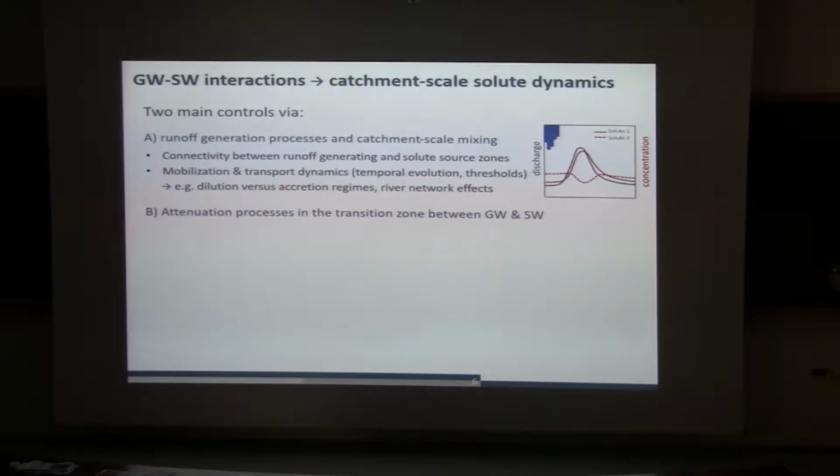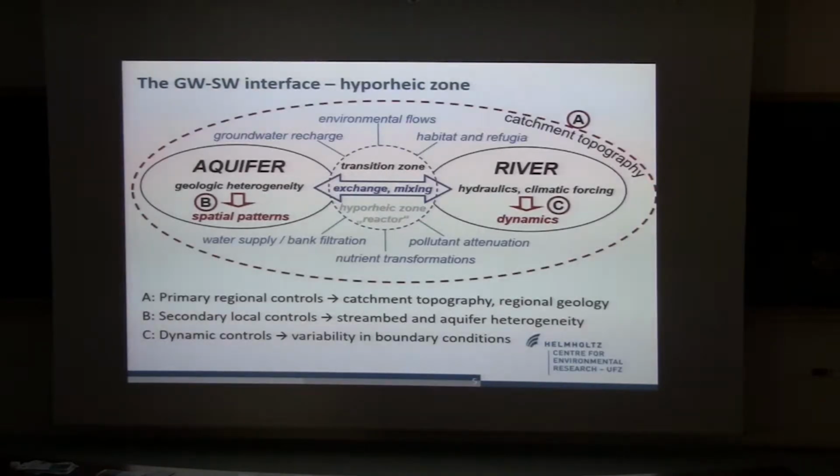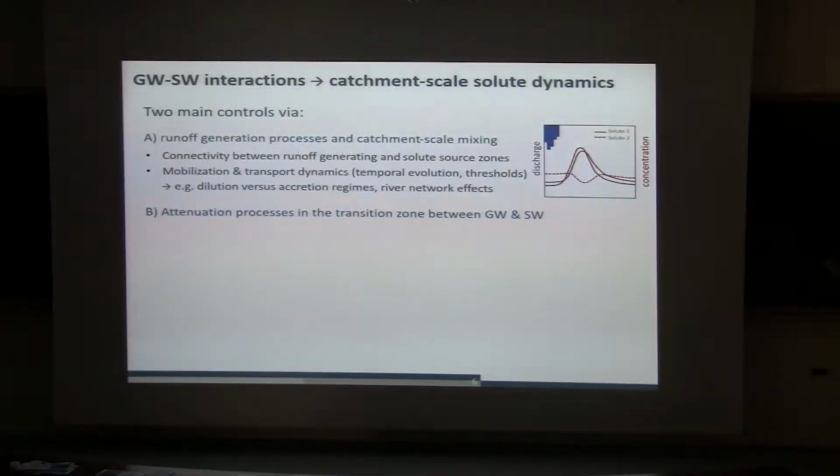And if we look at this, and if I go back here maybe to the catchment scale, which is where usually management decisions are made, there's also certain aspects of these processes that relate to solute dynamics in catchments. So if I want to manage, for example, exports of nutrients to the oceans, then there are two main controls by which groundwater surface water interactions affect those.